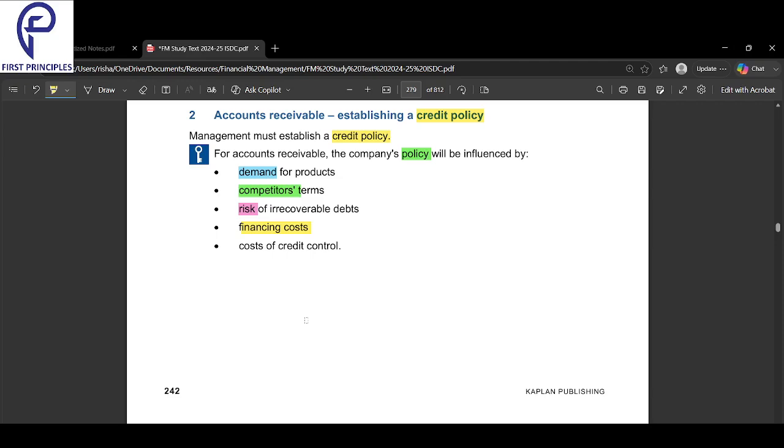Next, cost of credit control. Chasing debts, admin, bad debt recovery, all cost the company money. A strict policy is low cost.